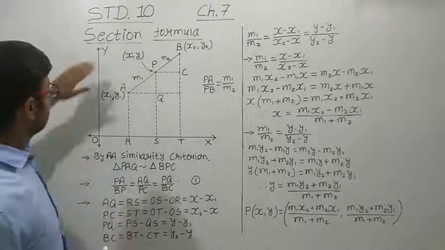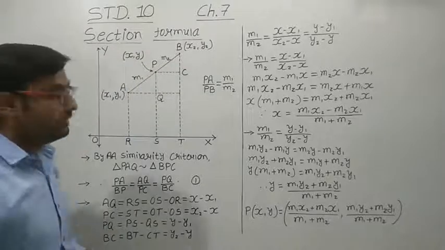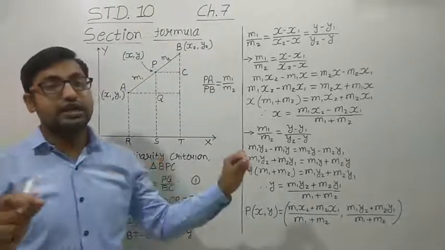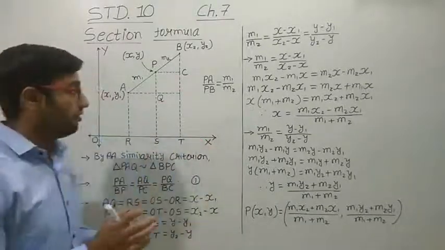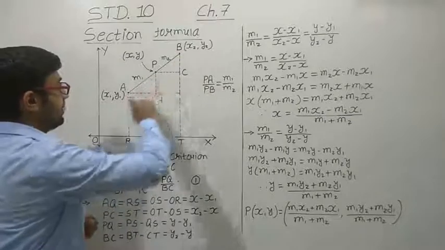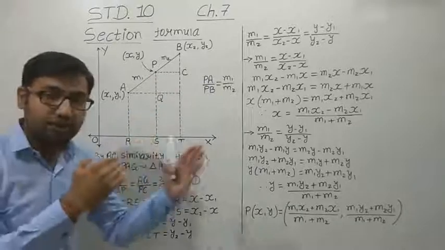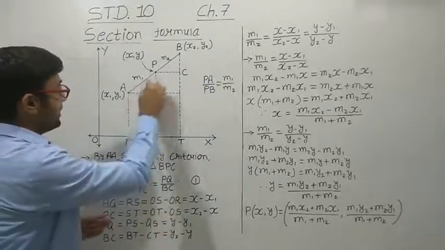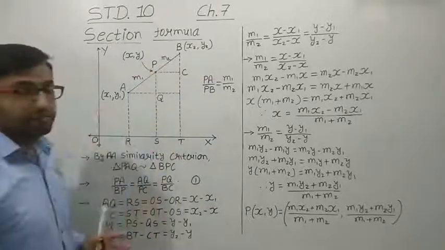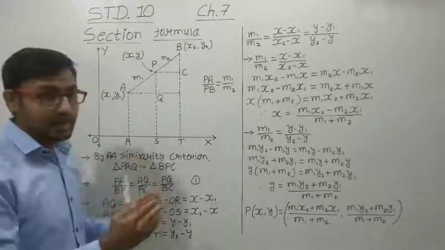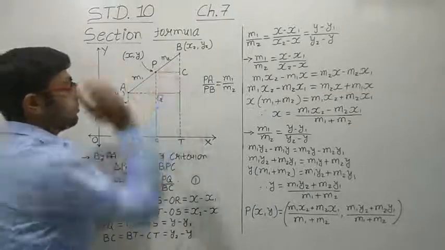So let us first understand the meaning of this section formula. Suppose there is a straight line, and one point is on the straight line. Like we have taken the straight line AB, and there is a point P in between A and B, so that all the points A, P and B are collinear. Now this point P is dividing the straight line into two parts. One is AP, the second one is PB.